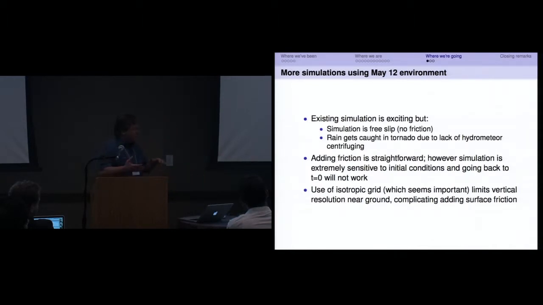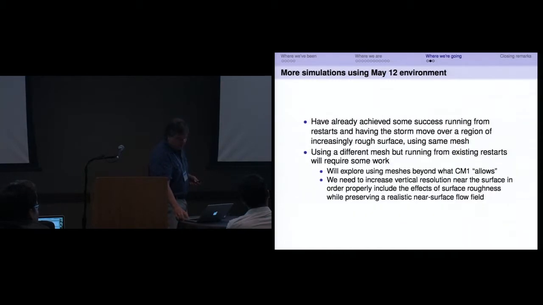Now, because the inflow into the supercell is usually very, very shallow, if you turn friction on with too coarse a grid, you end up affecting the dynamics in a very negative way. So our hope is that we can increase the grid resolution near the ground and do friction correctly. But even with the grid that we have, I've managed to turn friction on, having the storm move over a region of gently increasing surface drag, and we still get an EF5 tornado. And it looks a little more physically realistic than the one I just showed you. So we've had some success running this.